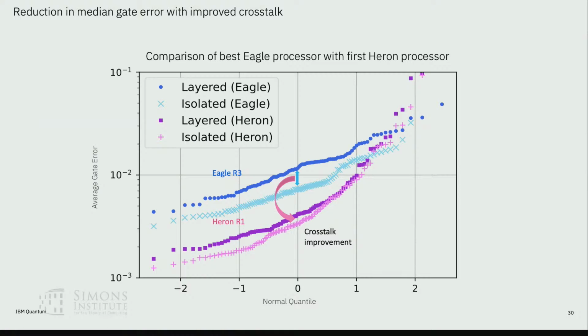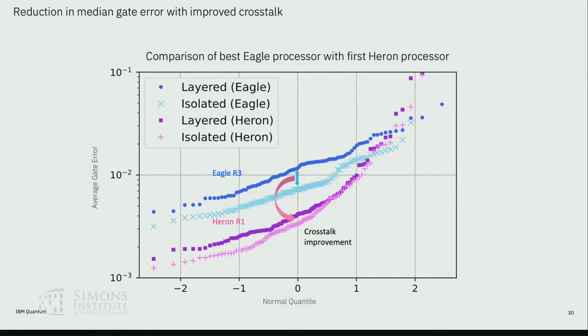So here is the average gate error of all the pairs. Blues are the Eagle processor with cross-resonance gate. And then the pink purple is the new Heron architecture. As you see, the Heron has much lower 2-qubit gate errors.